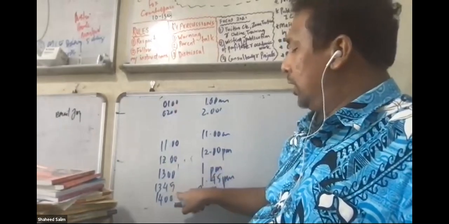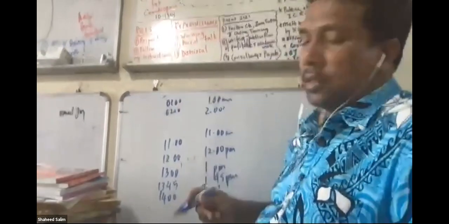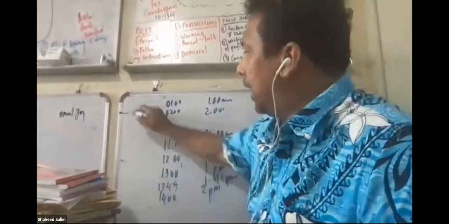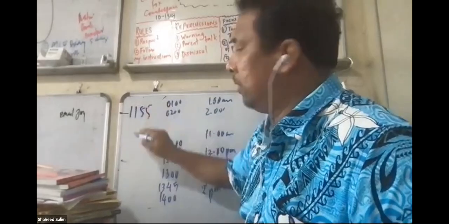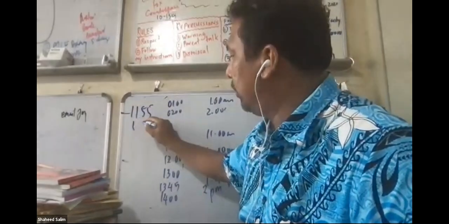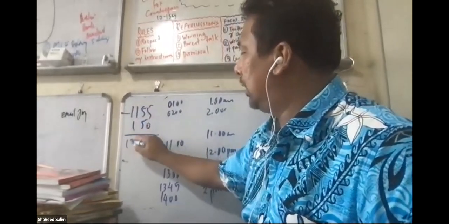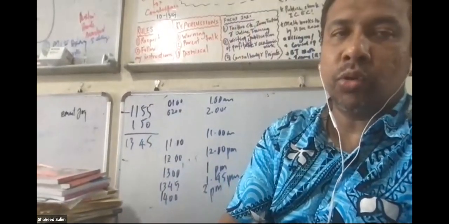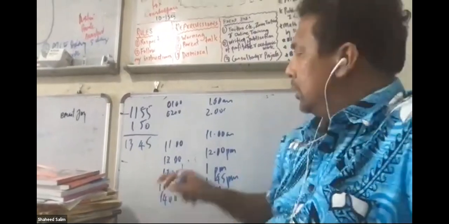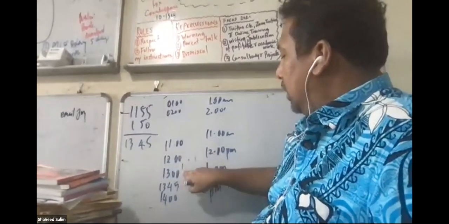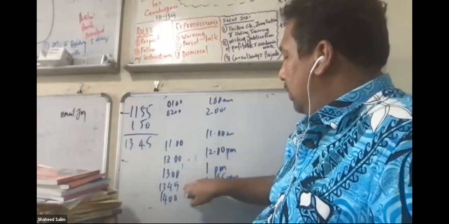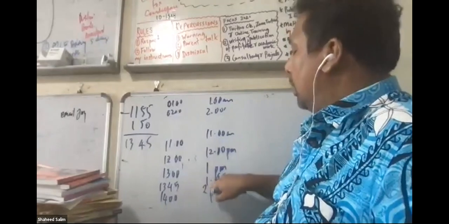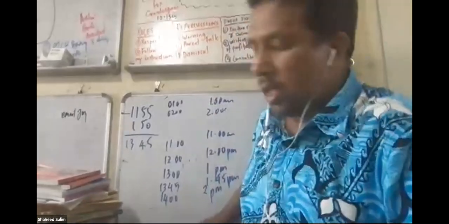So just now we got 13:45 when we added for the question. If you remember, we added 11:55 plus 150 minutes, and we got 13:45. I'm just showing you the difference in the conversion. 1300 is 1 p.m., 1400 is 2 p.m. So 13:45 is before 2 p.m. It's 1:45. I hope you get it.